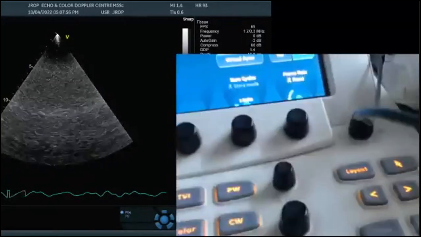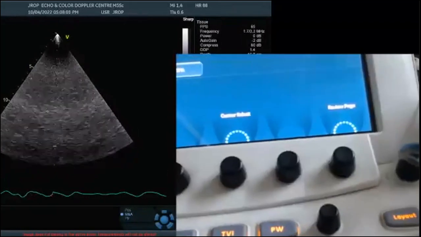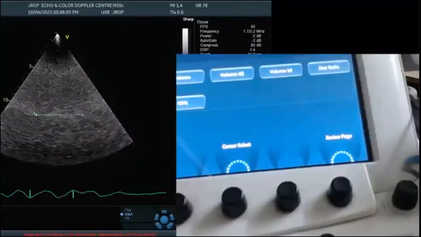Then one more button is there which is named caliber. Suppose I want to measure something bordered by blue. I don't want to go to measures. Look, there's a cursor which came over here. It works like a caliper.